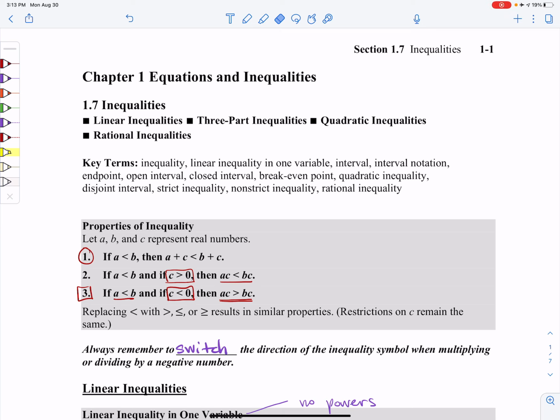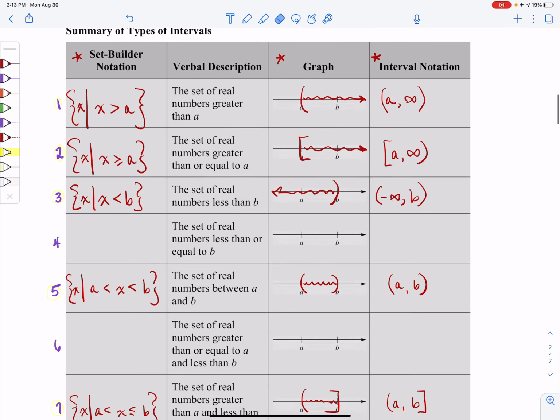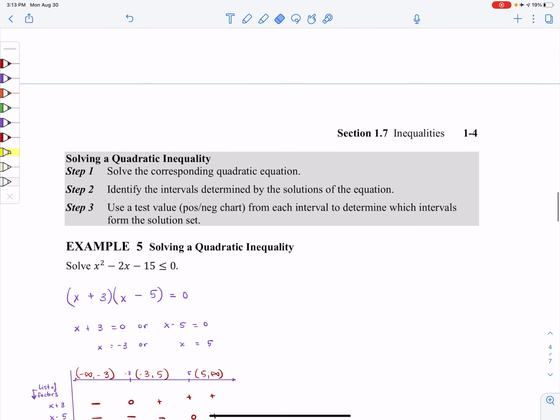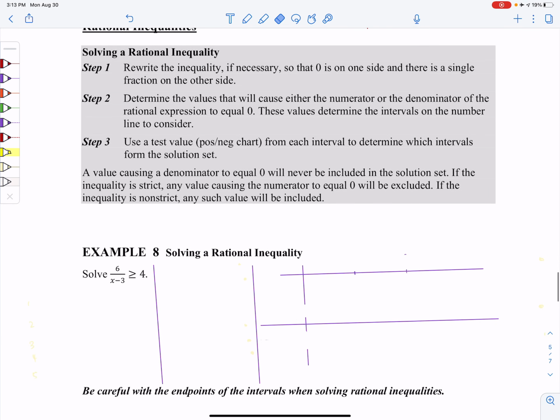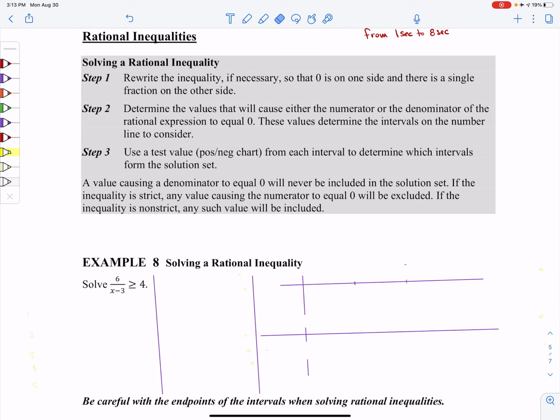All right, so we're back to section 1.7. This is going to be our third and final video in this section. You want to go all the way down to the rational inequalities. And again, we have 3 steps for solving rational inequalities.